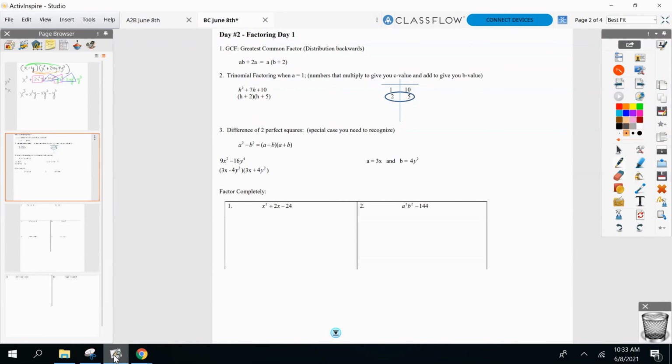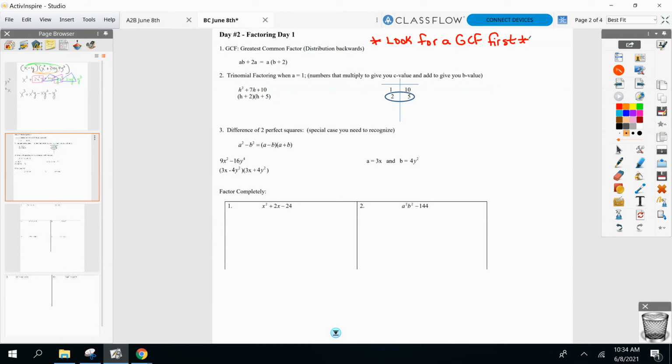If you want to make a note of this in your notes, that'd be great. Look for a GCF first. Greatest common factor, if you're wondering what it stands for. Look for a GCF first, because if it has a GCF, you better take it out right away. If it has a GCF, you've got to take it out first before going on to any other method.